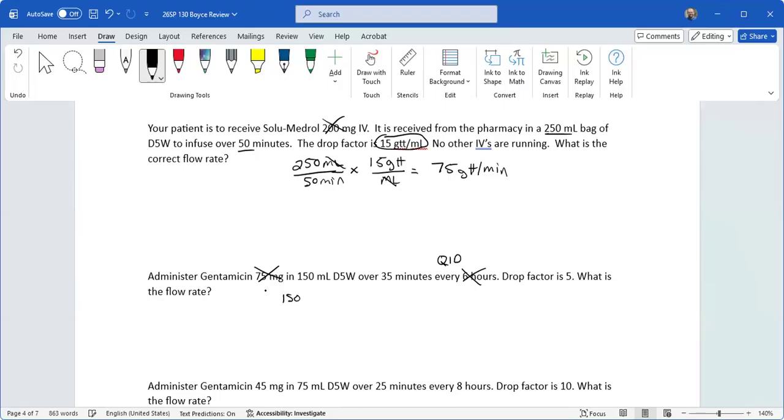So 150 ml, 35 minutes. Because there's a drop factor, don't convert minutes to hours, just leave it alone and just multiply by 5. Now, sometimes they will just give you the drop factor and not give you the units. So it's helpful to remember that the drop factor is indeed drops per milliliter, just in case you see that. And then you do get like 21.46 something, and we would just round that to 21.